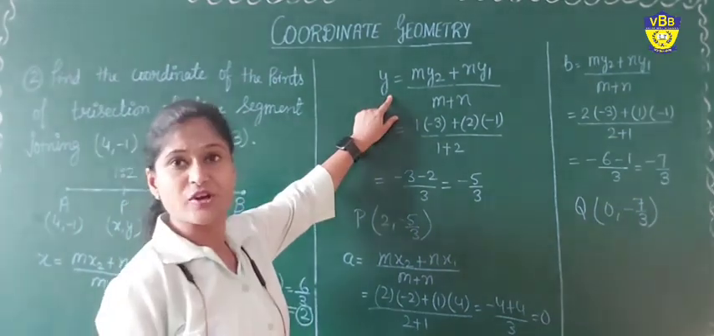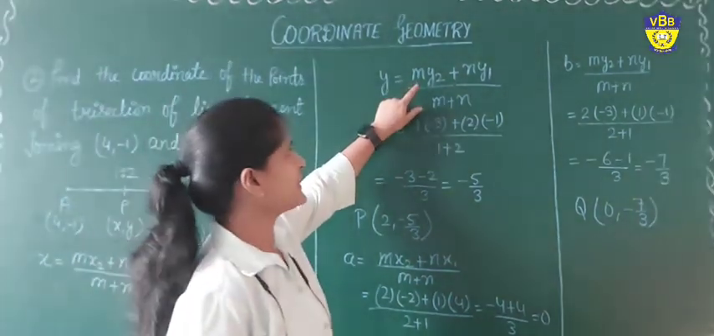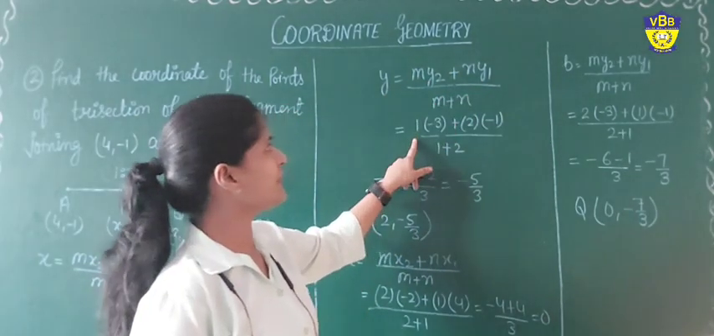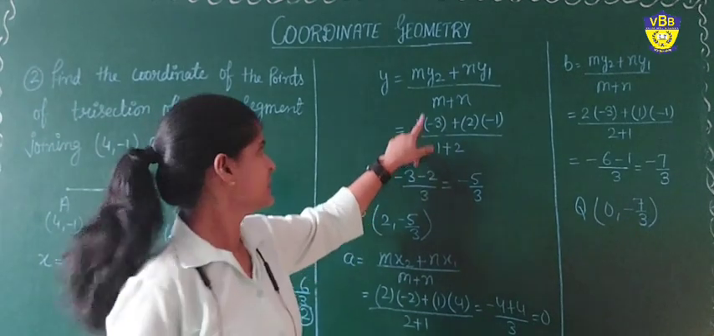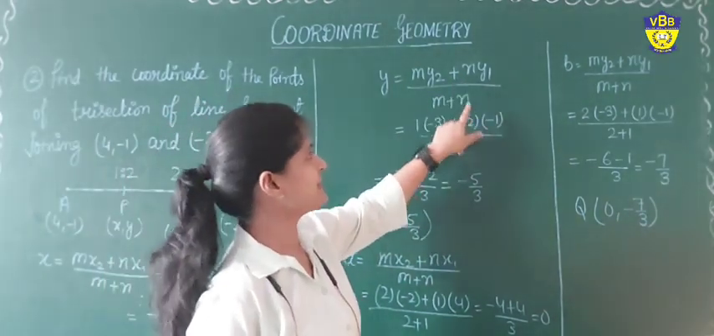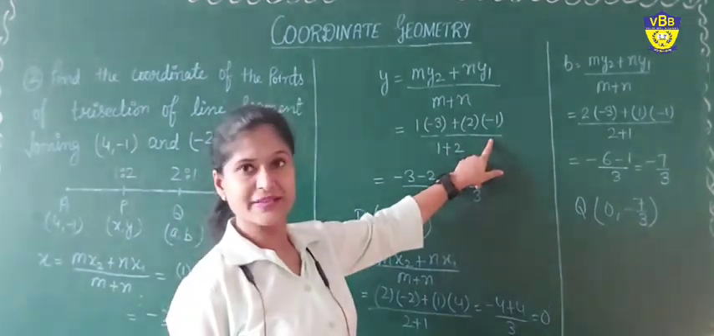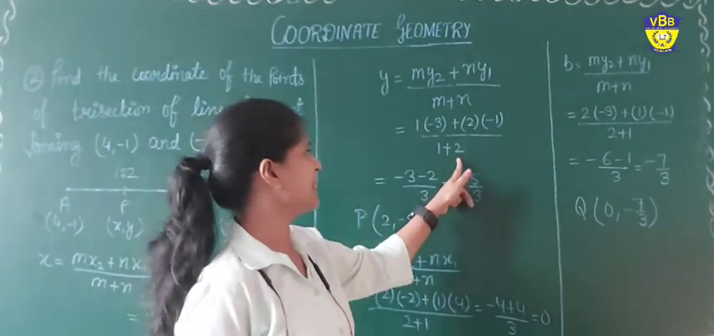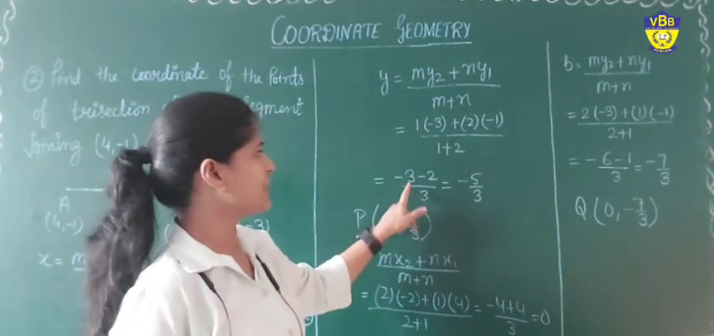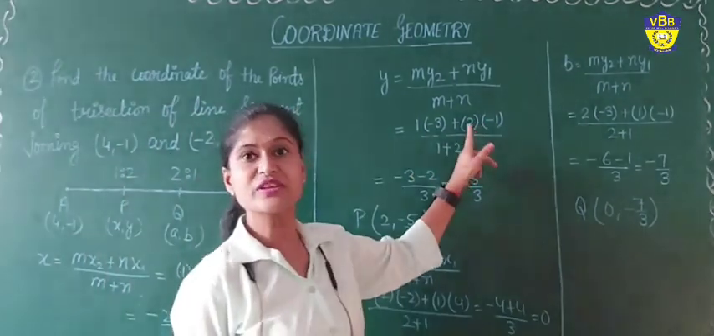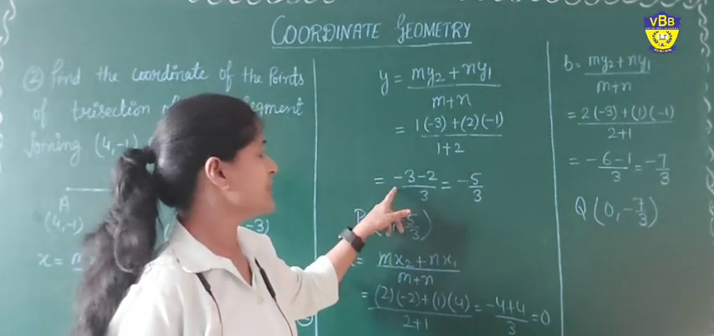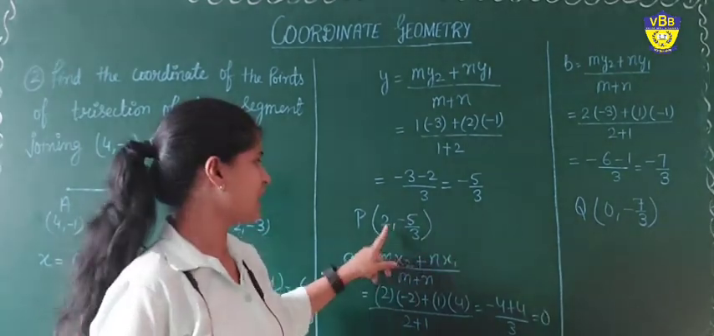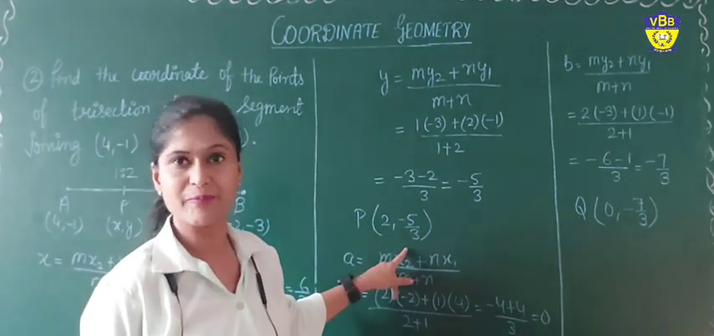Now, if we are talking about the y coordinate, the formula is m y2 plus n y1 upon m plus n. Put the values. What is the m value? This is 1. y2 is minus 3, n is 2, y1 is minus 1, and add both the values, that is m plus n. Minus 3 into 1 is minus 3, and 2 into minus 1 is minus 2. It makes minus 5 by 3. So the coordinates of point P are 2 comma minus 5 upon 3.